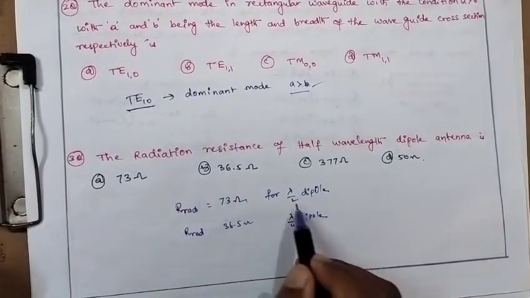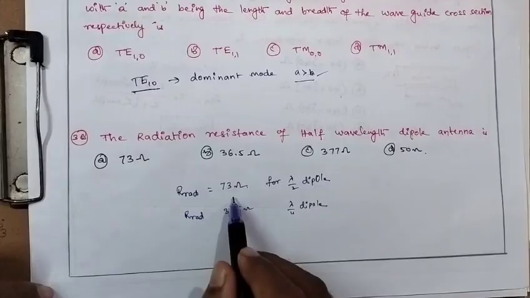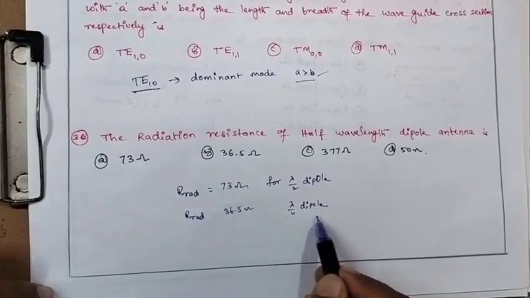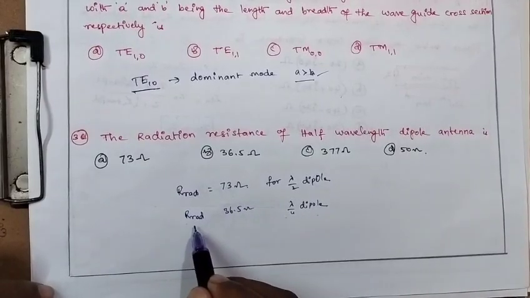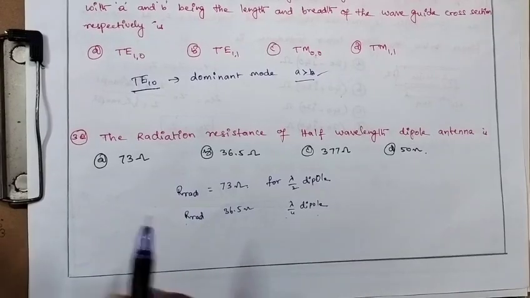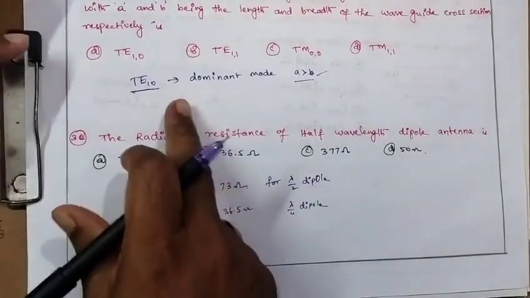Now next, the radiation resistance of a half wavelength dipole antenna is, again, a direct question asked. For half wavelength dipole antenna, radiation resistance will be 73 ohm. For quarter wavelength dipole antenna, the radiation resistance will be 36.5 ohm. It's a direct question, you just remember.